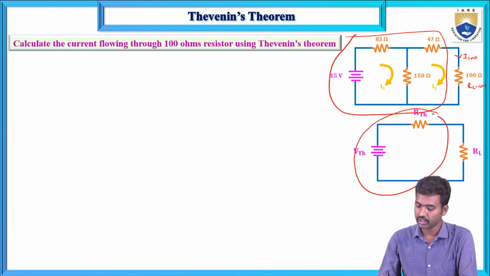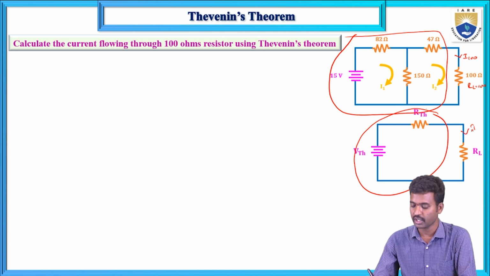This circuit and this circuit are both the same if these two currents, I100, are the same. So that single equivalent circuit is connected across the load terminal. Here RL equals 100 in both, and since this current is the same, these two circuits must be equivalent. How will you calculate RTH and VTH?